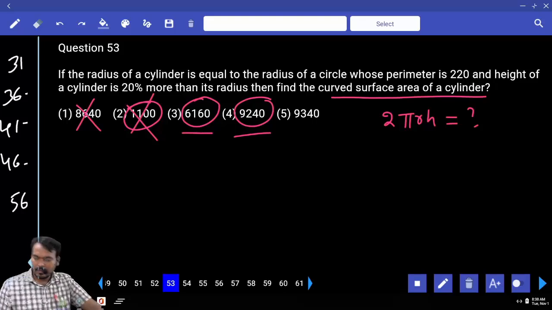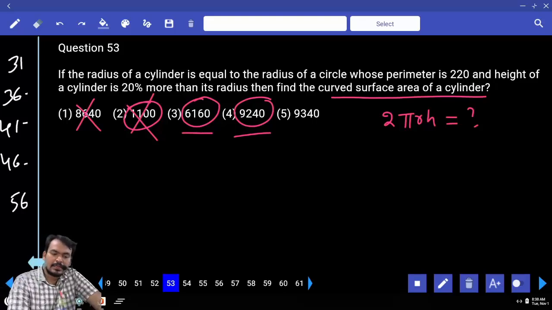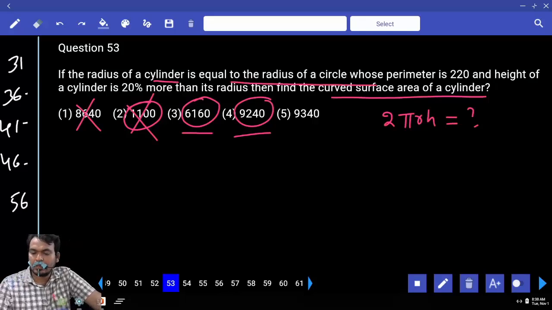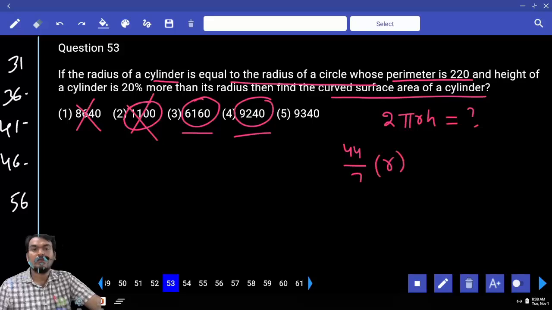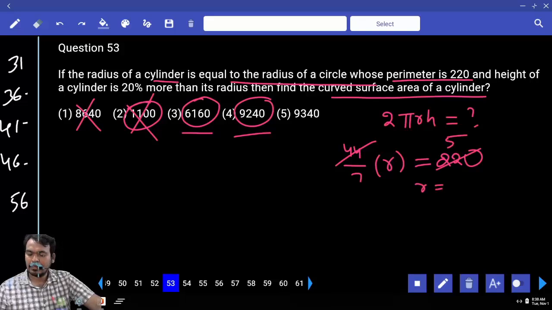Okay, normal procedure. The radius of a cylinder is equal to which one? The radius of a circle whose perimeter is 220. What is the circle perimeter? 2 pi r, nothing but 44/7 into r. That is equal to how much? 220, 44 how many times? 5 times. Then the radius is 35.